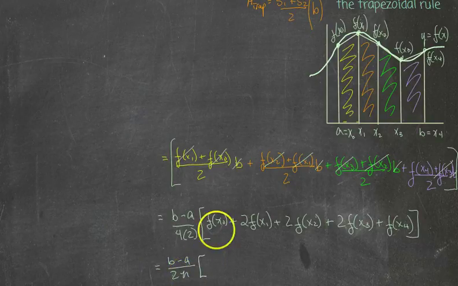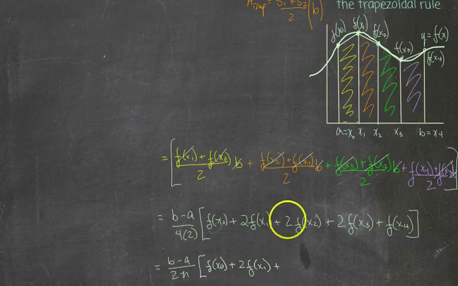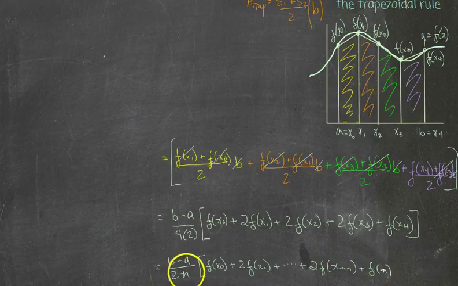And then inside, well, we're always going to have our f of x0, plus we're going to have 2 times the next one, plus we're going to have 2 times the next one, plus 2 times the next one, on and on and on, until we have 2 times the second to last one. Right? That's how we say that. Plus 1 times the very last one. Right? And so the last partition is represented by n. In this case, the last partition was represented by a 4. And so all I've done is replace n for those.